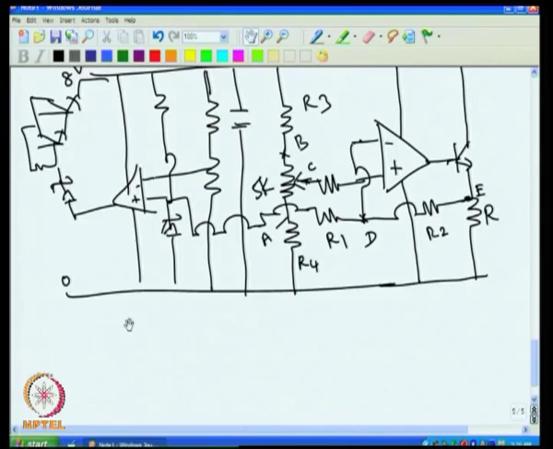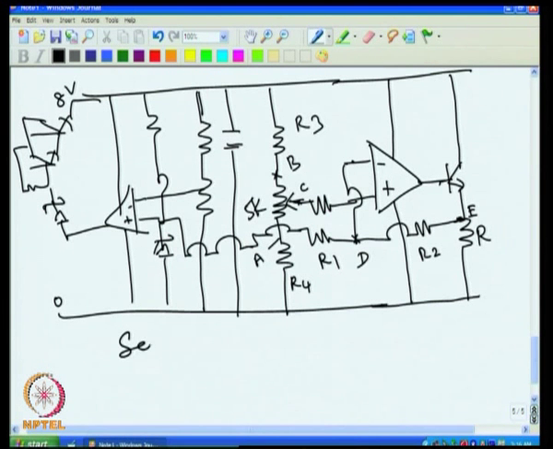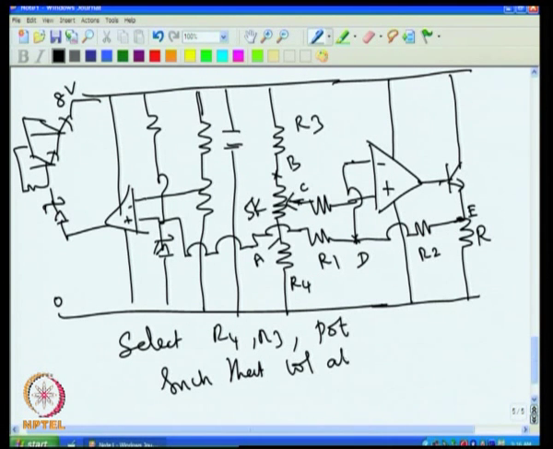So, what you do is select R4, R3, and the pot such that the voltage at A is equal to 2 volt. That can be done by varying the value of R4 or R3, and make sure that this resistance value is not very small, because if it is very small, then a large current will flow, and if it takes more than 4 milliampere, then the whole purpose will be lost. We can keep about 0.5 milliampere to 1 milliampere current for this, which is a practical value, but we can adjust this with R4, because we know this is 8 volt.